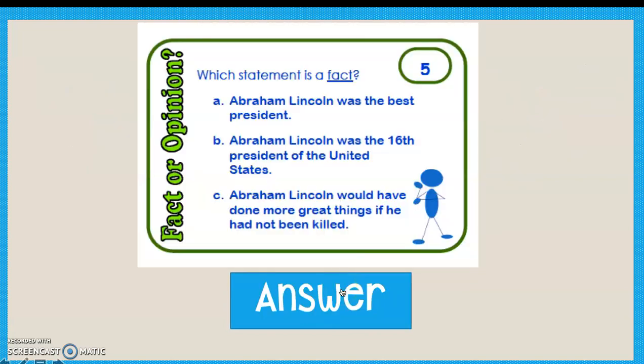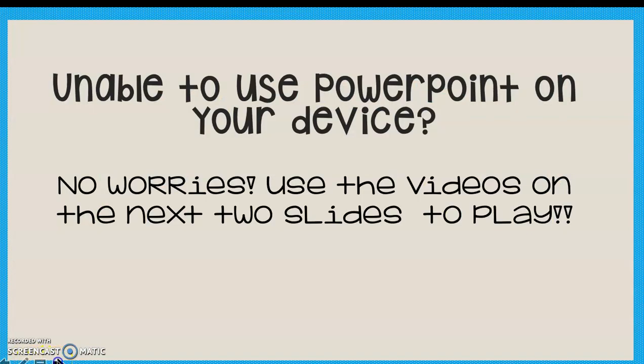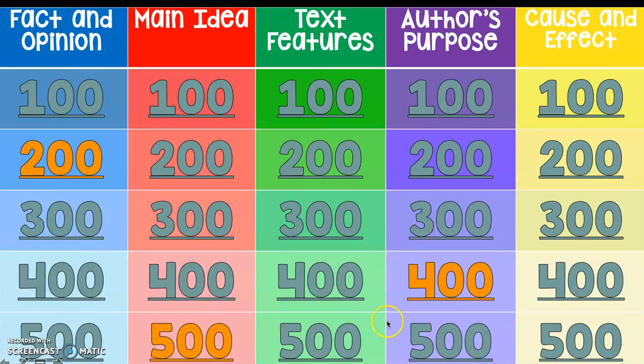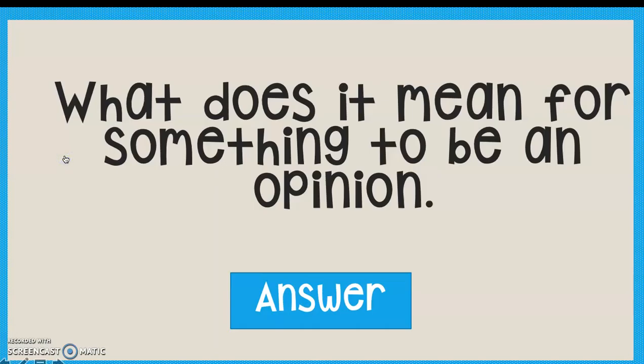All right. We need to go back. There we go. Okay, we'll do fact and opinion for 200. What does it mean for something to be an opinion? We know that a fact is something that can be proven true. What does it mean for something to be an opinion?